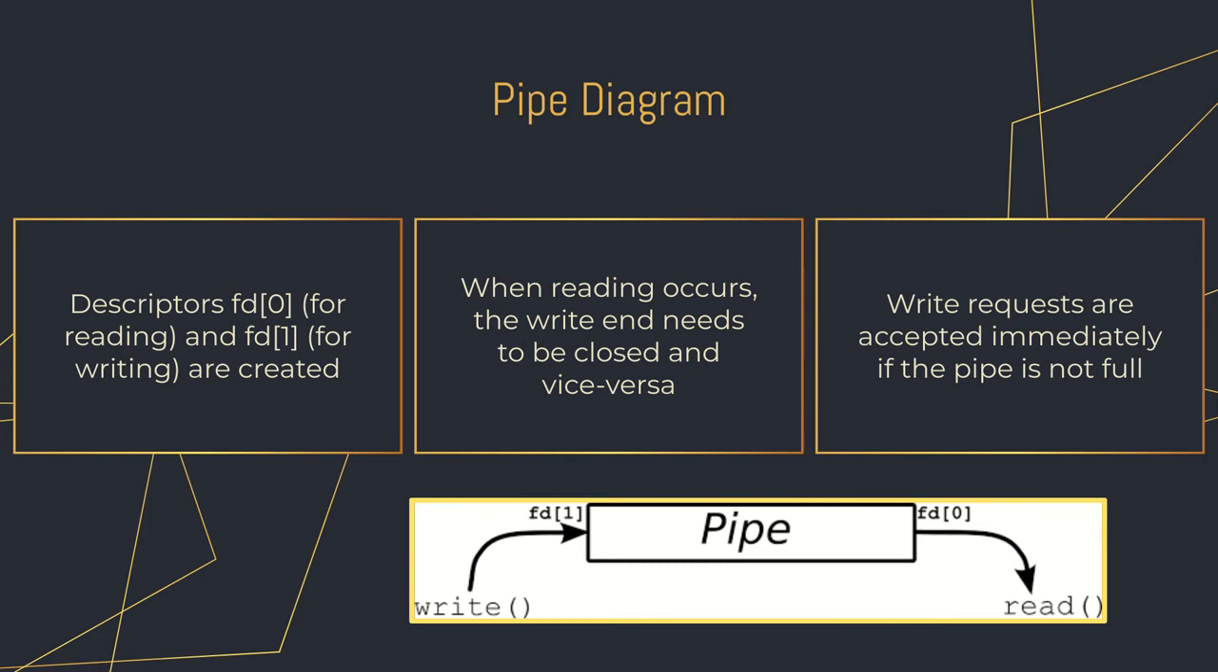Also, while writing into the pipe, the reading end has to be closed, and while reading from the pipe, the writing end has to be closed. So this ensures that there is synchronization and there is no concurrency or overlaps.